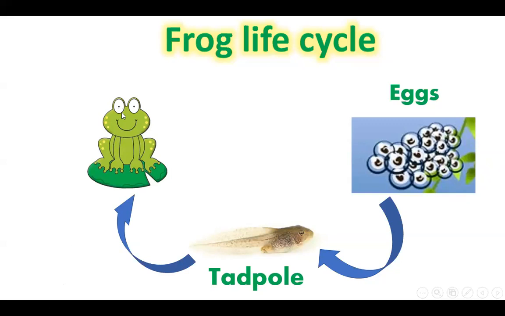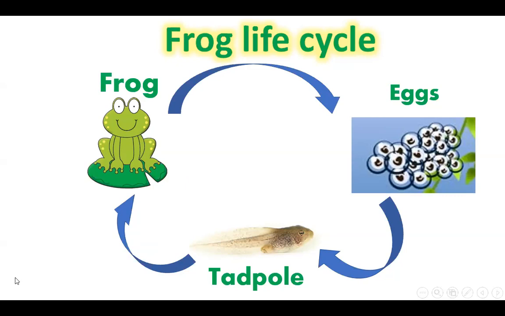So the frog will start his life as a frog? No. The frog will start its life as eggs. These eggs will hatch, the tadpole will come out, then this tadpole will grow to become a frog. This frog will lay eggs again, and these eggs will hatch, the tadpole will come out, and the tadpole will grow to be a frog. So this life cycle will not stop.